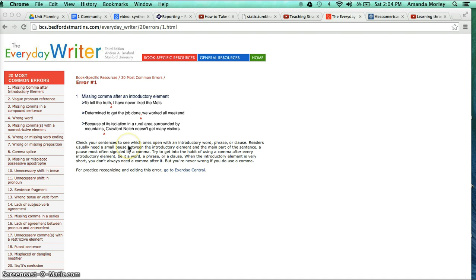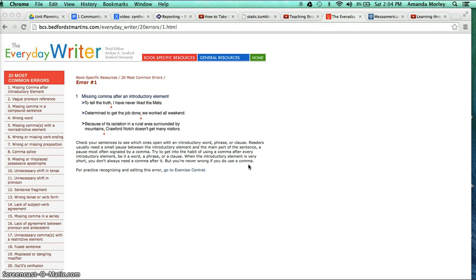Check your sentences to see which ones open with an introductory word, phrase, or clause. Readers usually need a small pause between the introductory element and the main part of the sentence. A pause is most often signaled by a comma. Try to get into the habit of using a comma after every introductory element, be it a word, a phrase, or a clause. When the introductory element is very short, you don't always need a comma after it, but you're never wrong if you do use a comma.